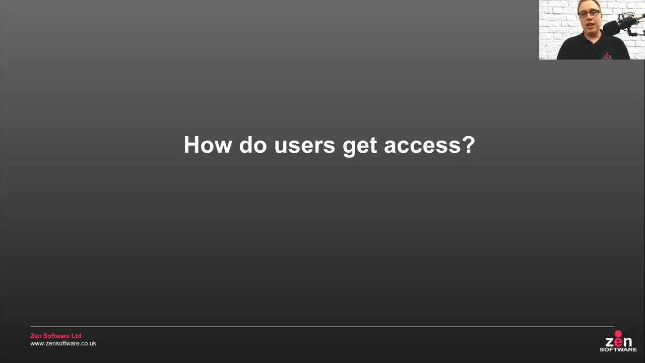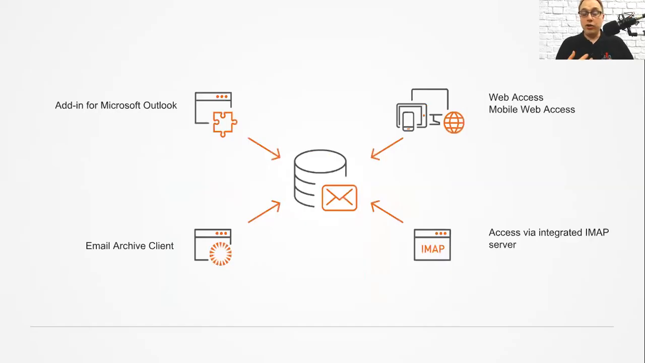So what do users get access to? You've got this great archive, it's separated out into different users' archives. How do users get access? Well, there are multiple methods for users to get access. They can connect in with an Outlook add-in directly within Outlook. There's a web interface for desktop or mobile devices. There's also a MailStore Archive client, which adds some more archiving functionality from a user's point of view, but that's something we'll probably discuss in another session.